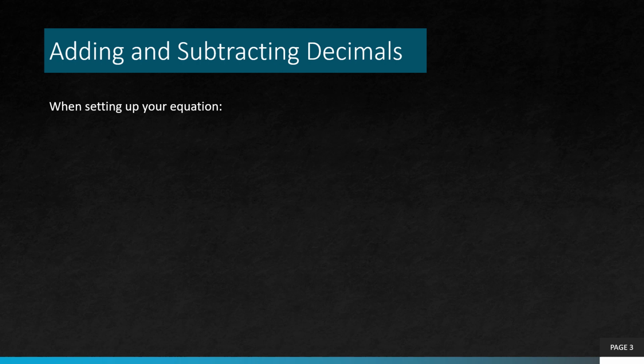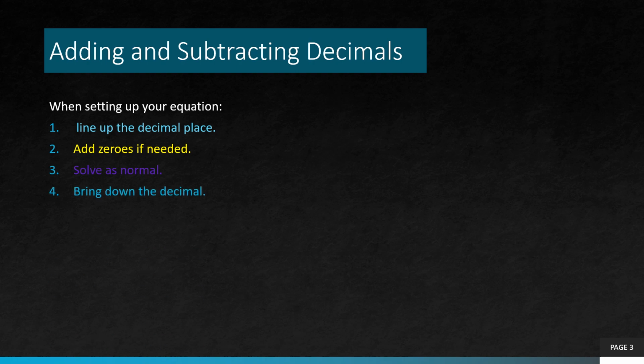The first thing that you do is set up your equation by lining up your decimals together. We do that because we want to see them placed in the same way at the same time. We also want to line up our whole numbers when we do so. The next thing that we do is add any zeros that we would need, depending on how things look once we're done setting it up. We then solve our math problem, and once we finish that, we bring down the decimal.